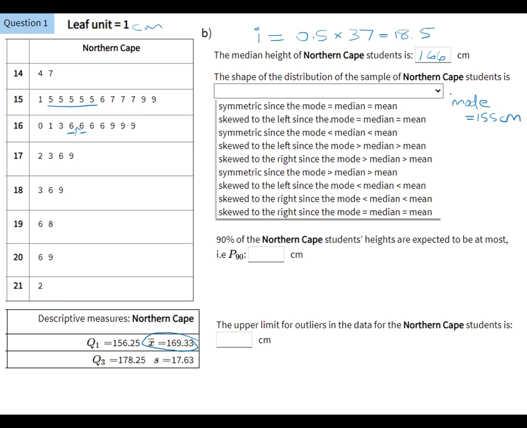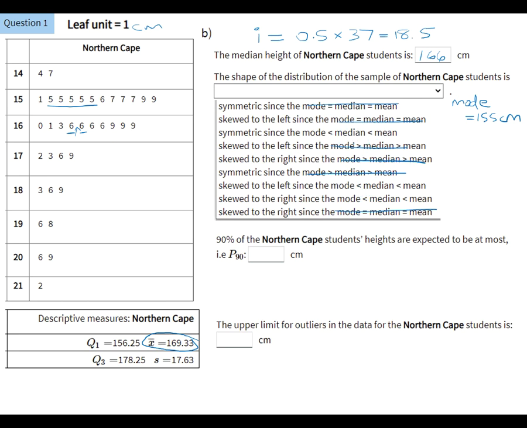So we can go and look between our options at that. So obviously that means that it's not this option, not that one, not that last one. We know the mode is not the largest, so we can eliminate all of those options. So we are left with one of these choices.